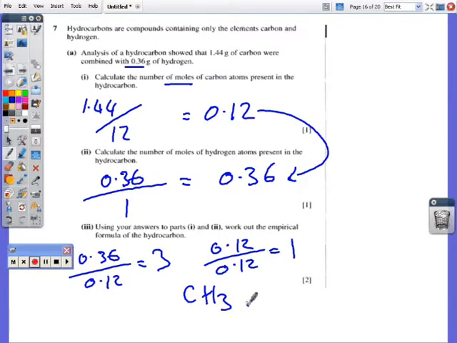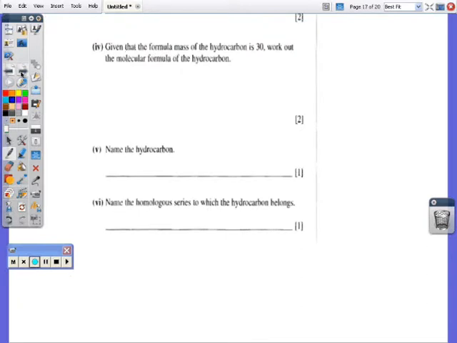Now the molecular formula then is the actual number of moles of carbon and hydrogen in a compound. Remember, empirical formula is the simplest number of moles. So given the formula mass of the hydrocarbon is 30, work out the molecular formula.